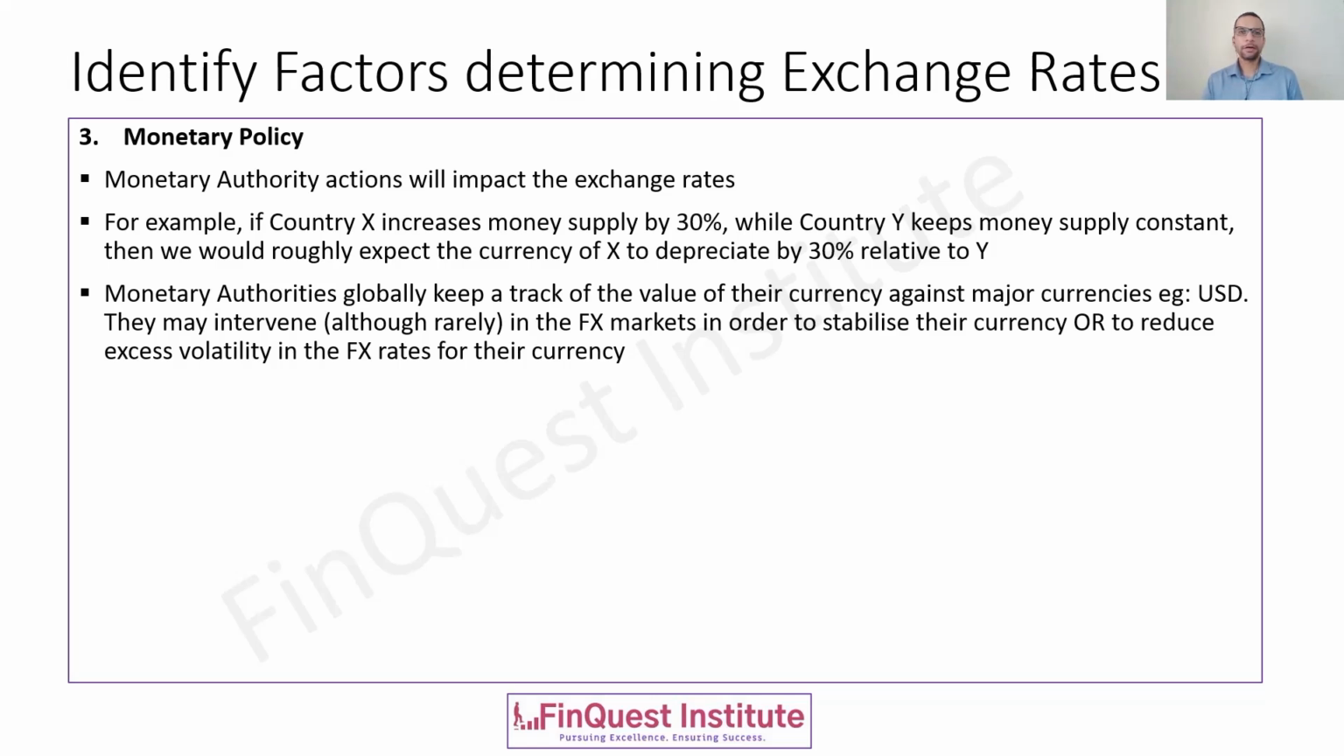Now, all of these are monetary authorities, and they create what we call a periodic monetary policy for the country. Now, for example, if country X decides to increase the money supply by 30%, and let's say country Y is going to keep the money supply constant, then we would roughly expect that the currency of country X should depreciate by 30% relative to Y.